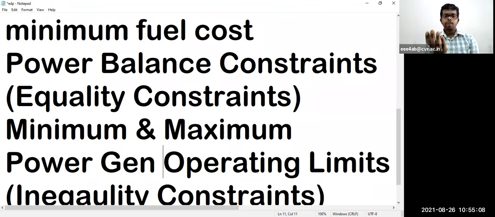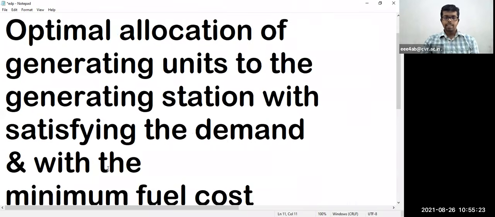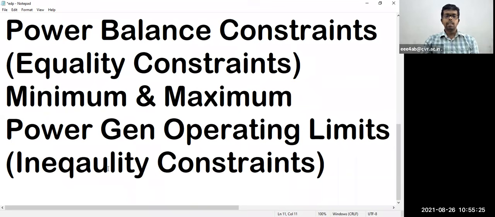So what is the power balance constraints? It is nothing but your equality constraints. Okay, and then power operating limits is nothing but your inequality constraints.